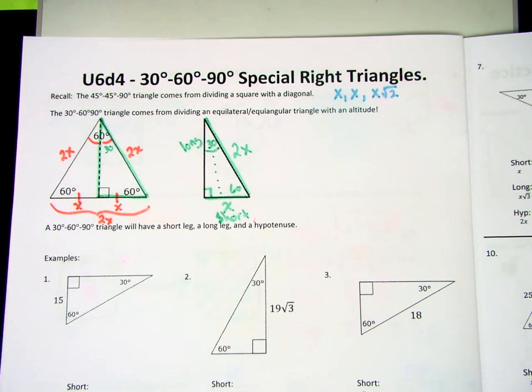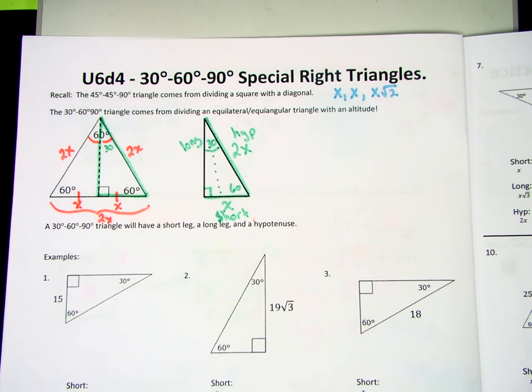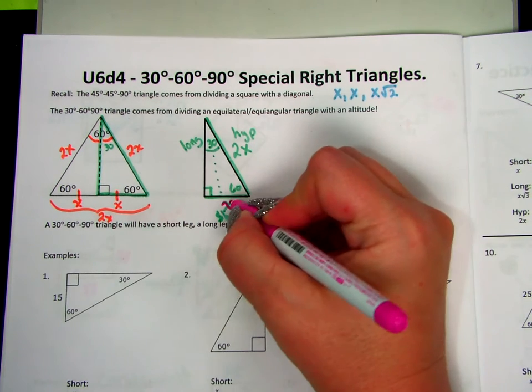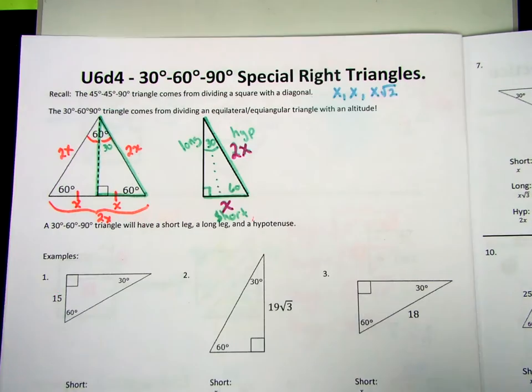Now, when I say short and long, that doesn't mean it's the longest side, because we know the hypotenuse is really the longest side. Right? So we need to figure out then, what is my long leg? Okay? What is the long leg? If the short leg is x and the hypotenuse is 2x, then what is the long leg?